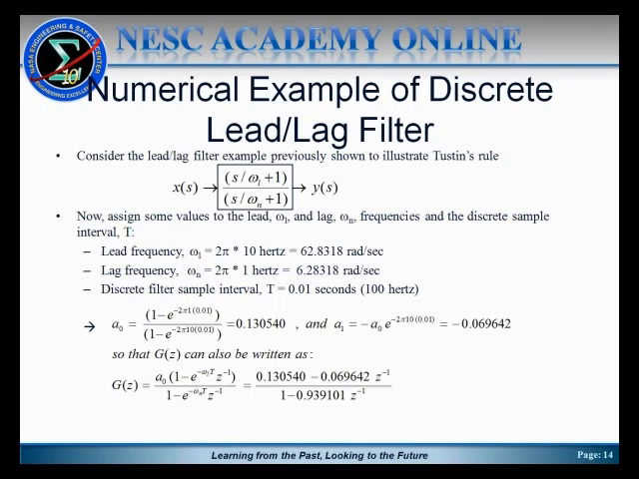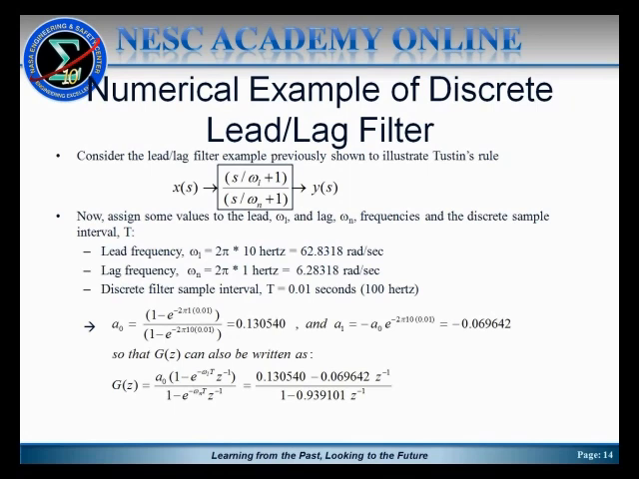Now we'll define some numerical values for the lead and lag frequency and the sample interval T. We'll define the lead frequency to be 10 hertz, so that's 2 pi times 10 hertz in radians per second, or 62.8318 radians per second. Let's define the lag frequency as 1 hertz, so that's 6.28318 radians per second. And let's define a filter sample interval of 0.01 seconds, and that would correspond to an update rate of 100 hertz with this discrete filter.